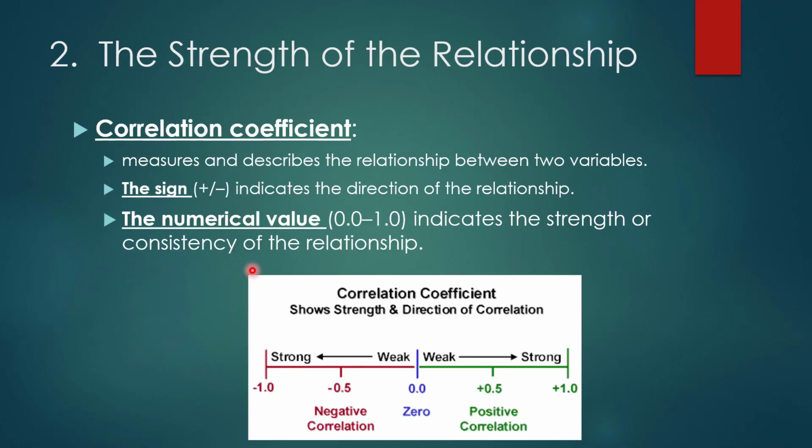So the numerical value of the correlation coefficient runs from 0 to 1, and that again indicates the strength or consistency of the relationship. Here, 0 is a very weak relationship, and as we go towards a positive 1, we're getting a very strong relationship. Going towards negative 1, we're also getting a very strong relationship. Basically, a negative 1 or a positive 1 is a perfect correlation, which we don't really see in nature. And so a lot of times anything above 0.5 we'll consider a fairly strong relationship.